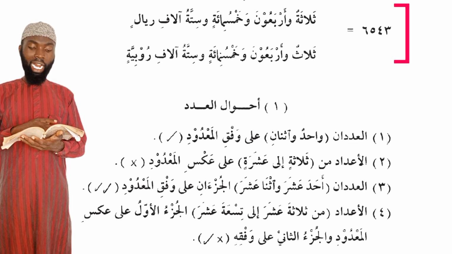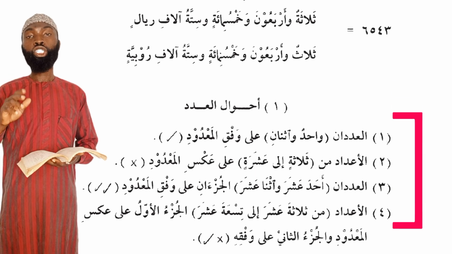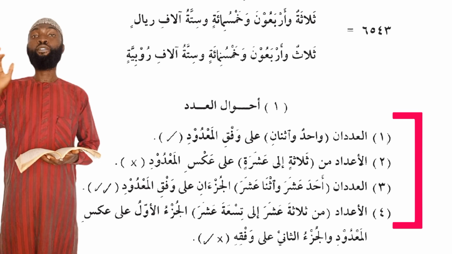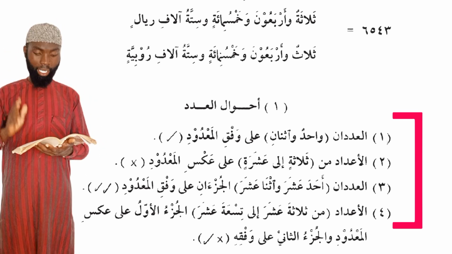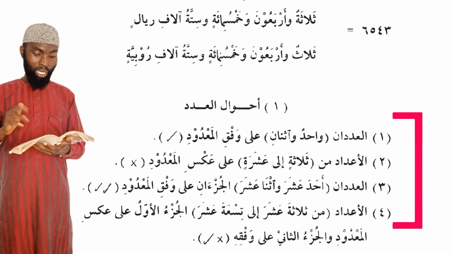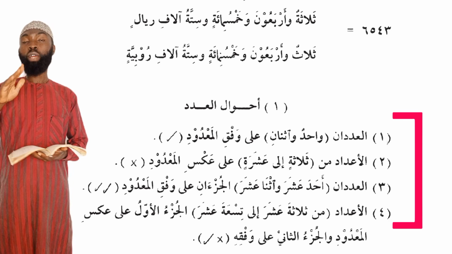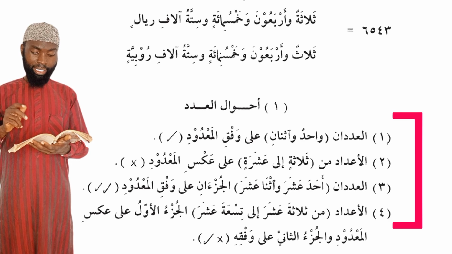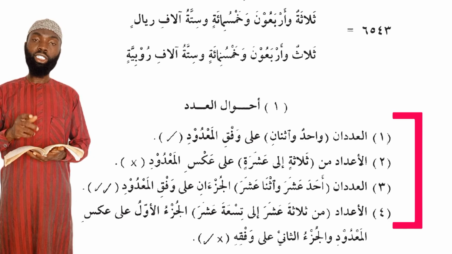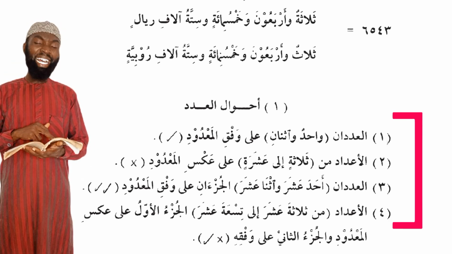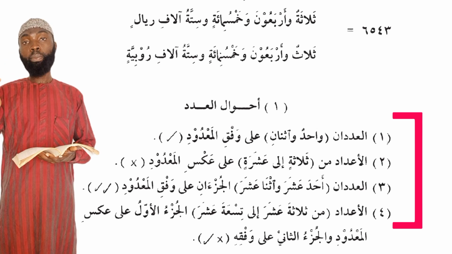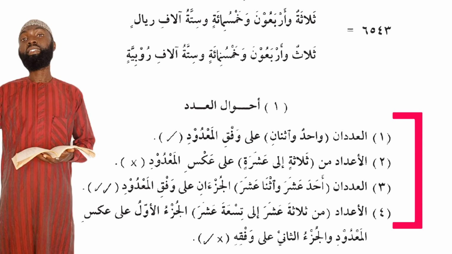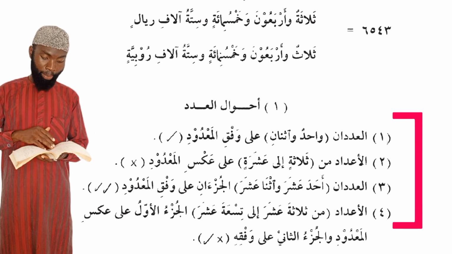MashaAllah. Now we have ahwalul adad. What is the condition of the numbers which are being counted? The first condition is that al-adadani, the first numbers 1 and 2, wahidun wa thnani, ala wafqil ma'dud. They must go in line with what is being counted, as we have said earlier. The second rule says that al-adadu min thalatha ila ashara, numbers from 3 to 10, ala aksil ma'dud. They will go in opposite to what is being counted. What we say: thalathatu tullabin, thalathu talibatin.